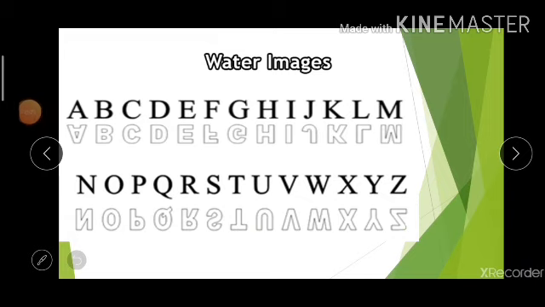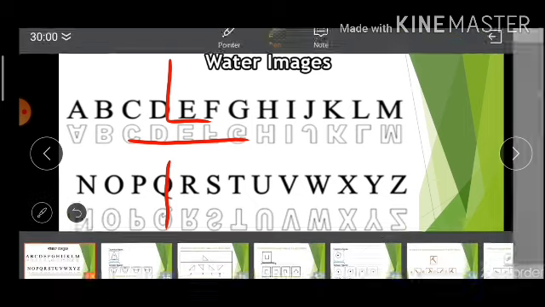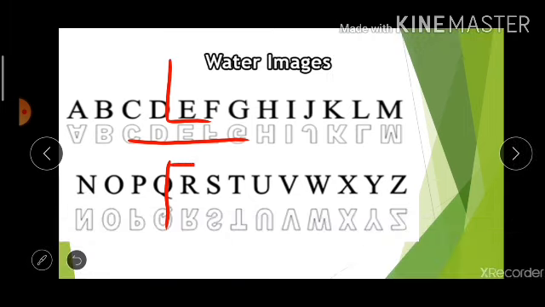Now let's try the water image of a few alphabets. Let's say we have to make the water image of the letter L. L has a vertical line. The vertical line will be the same for the water image. The horizontal line for L is at the bottom in the original image, so for the water image, the horizontal line will be at the top. Like I said, we have upside down inversion in water images.